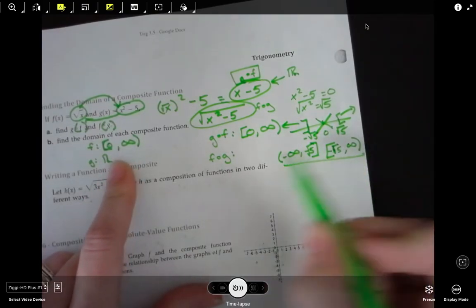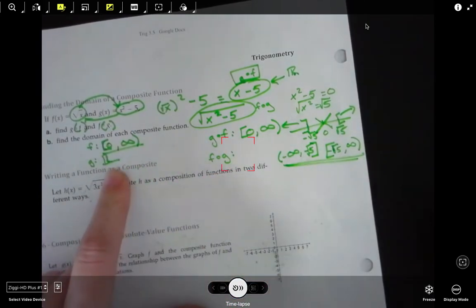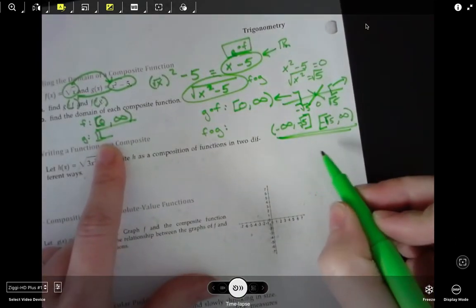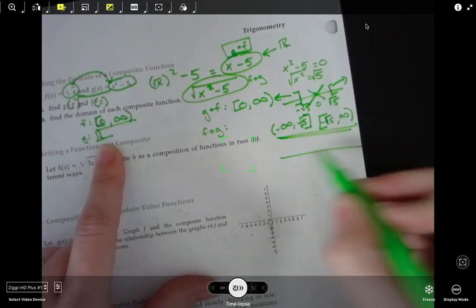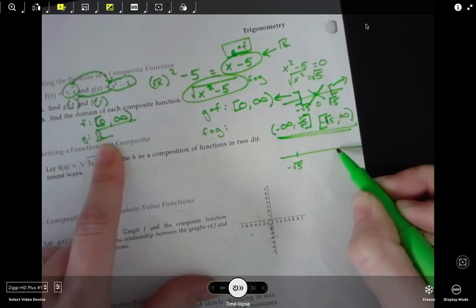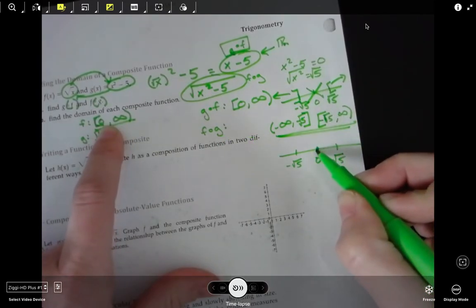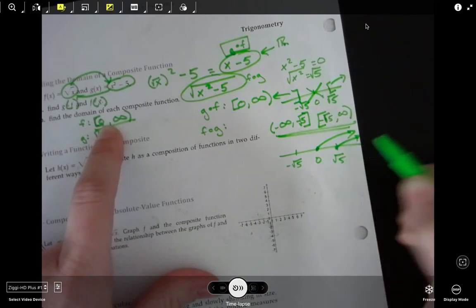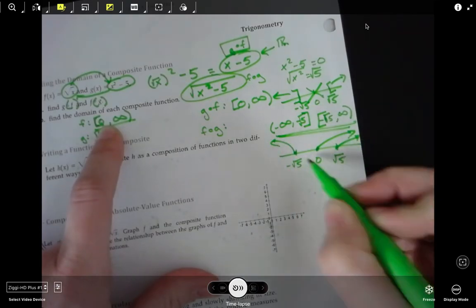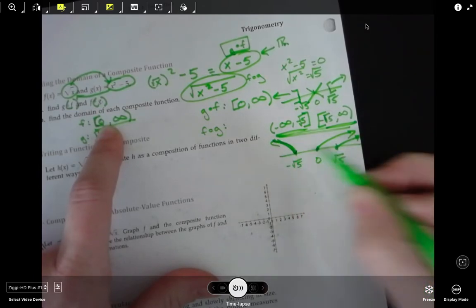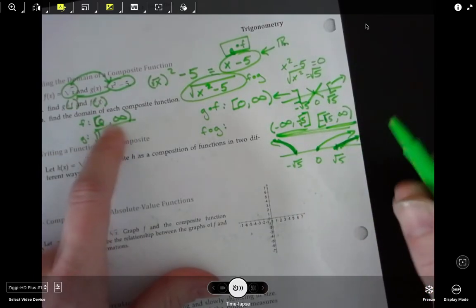And so which of these three give me the most restrictive domain here? Negative square root of 5, positive square root of 5, 0. This top one is going from here that way, this one is going from here that way, and this one is going from here that way. So these two pieces are this one, and then this one here is this one.